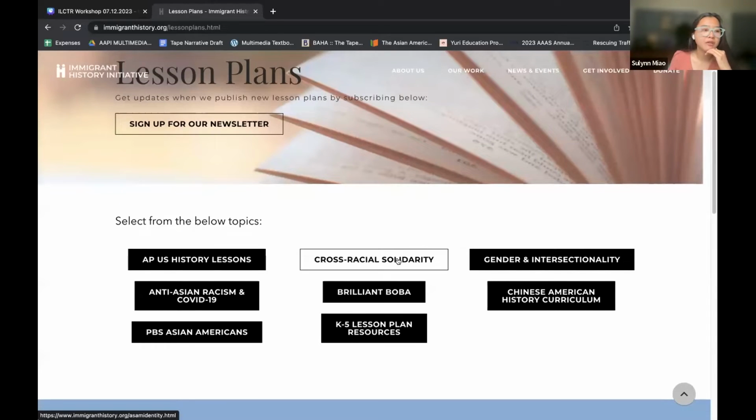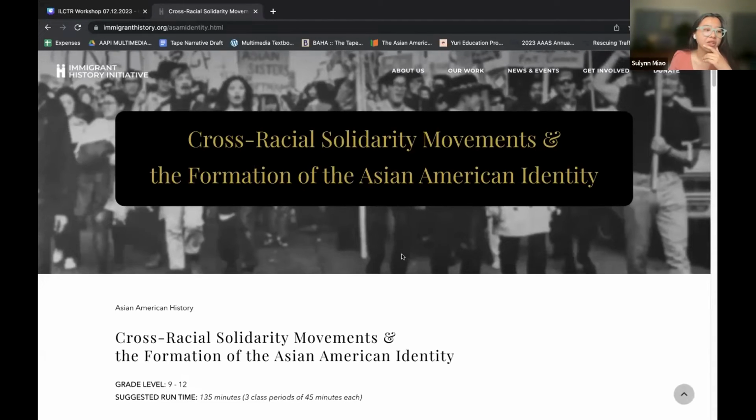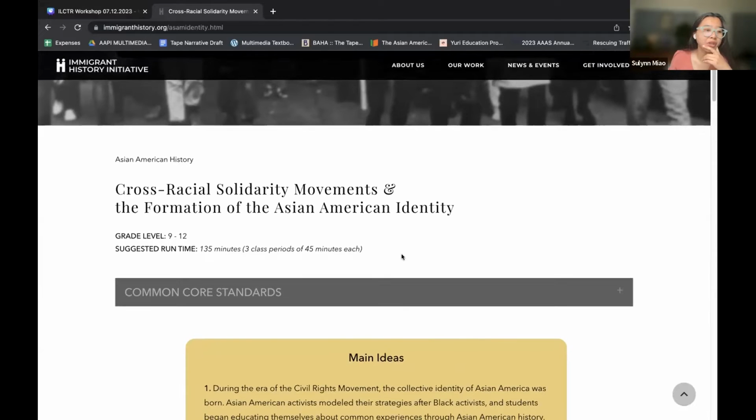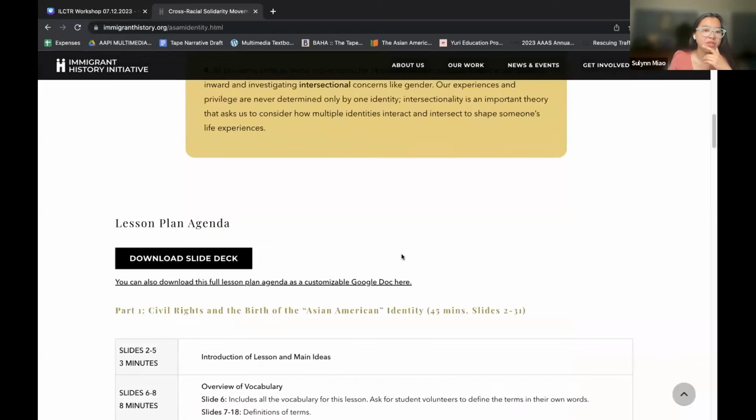We also have a lesson plan on cross-racial solidarity movements during the civil rights era and the formation of the Asian American identity through Third World Liberation, student strikes, the Yellow Power movement, and the Vietnam War protests.